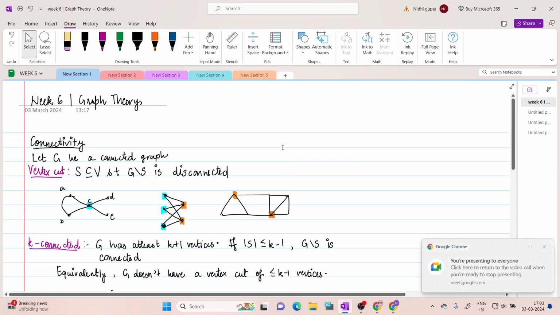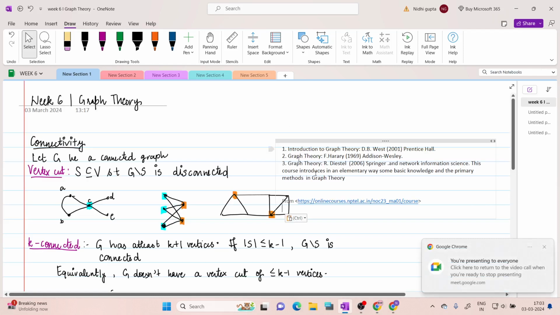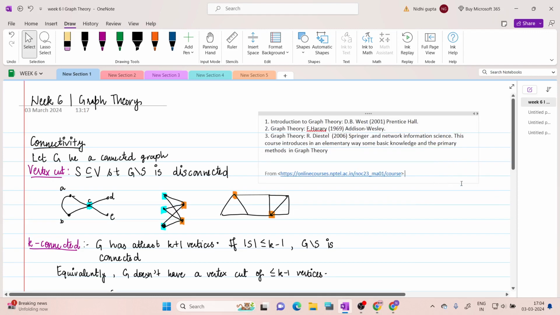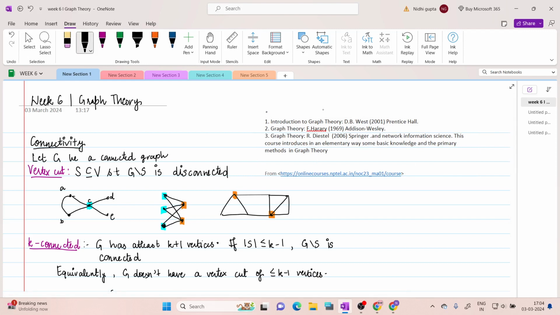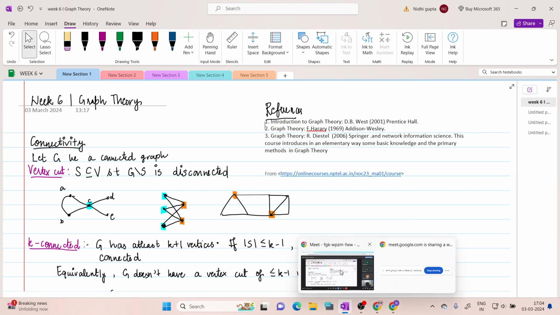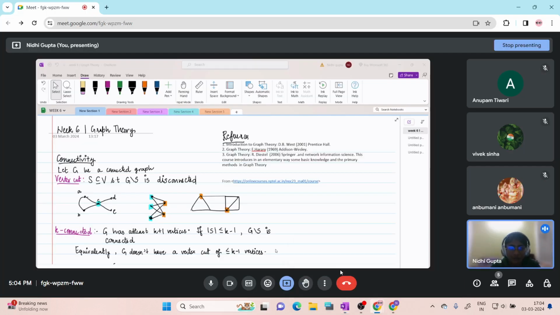Okay, so if you were asking for references, so these are the three. Are these names visible? Yes, ma'am. These are the three books that are mentioned in the course structure only. If you go to the NPTEL graph theory page, you can look at these books. Okay, thank you. So now I'll begin.